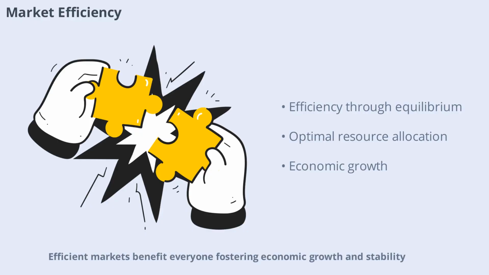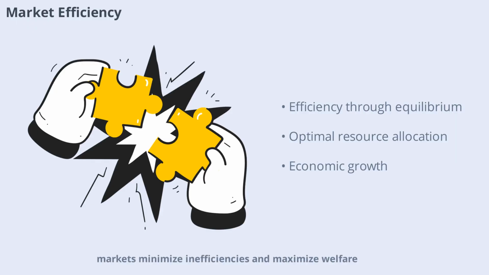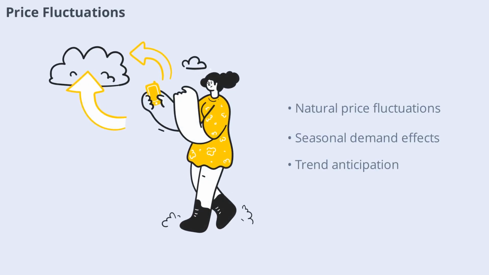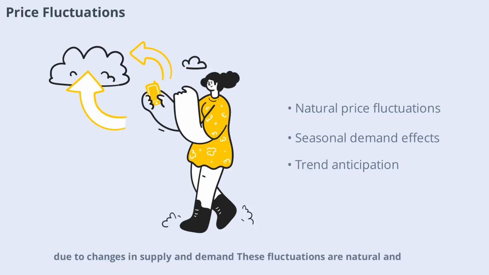Efficient markets benefit everyone, fostering economic growth and stability. By striving for equilibrium, markets minimize inefficiencies and maximize welfare. Prices in the market are constantly fluctuating due to changes in supply and demand. These fluctuations are natural and reflect the ongoing adjustments toward equilibrium. For example, seasonal demand for certain products can cause temporary price spikes or drops.